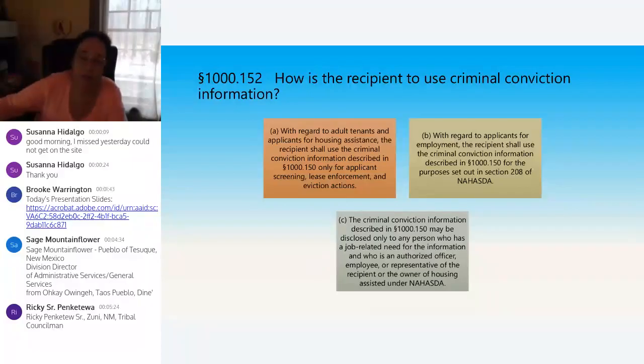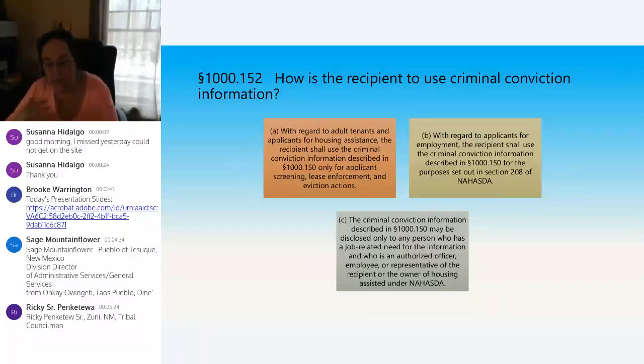So how is the recipient to use criminal conviction information? With regards to adult tenants and applicants for housing assistance, you'll use the criminal conviction information described at 1,150. It's where you read about it in the regs. Only for applicant screening, lease enforcement, and eviction actions. With regards to applicants for employment, remember I told you you're allowed to run those also. The recipient shall use the criminal conviction information described at 1,150 for the purposes set out in Section 208 of NAHASDA. Your criminal conviction information described at 150 may be disclosed only to any person who has a job-related need for that information, who is an authorized officer, employee, or representative of you as a recipient, or the owner of housing assisted under NAHASDA.